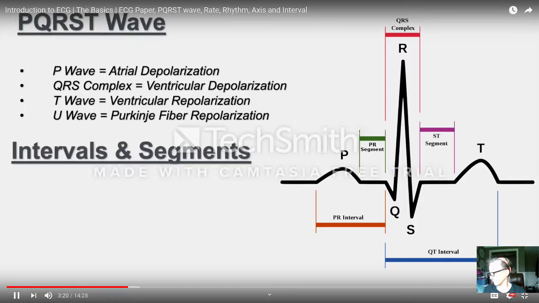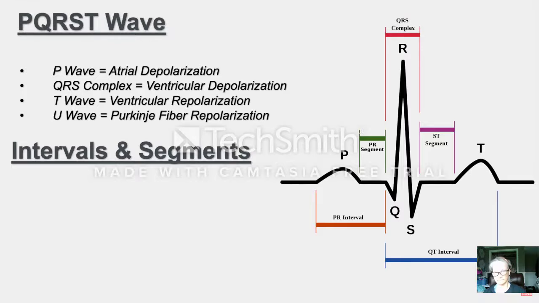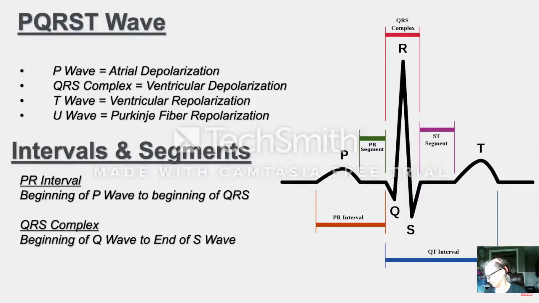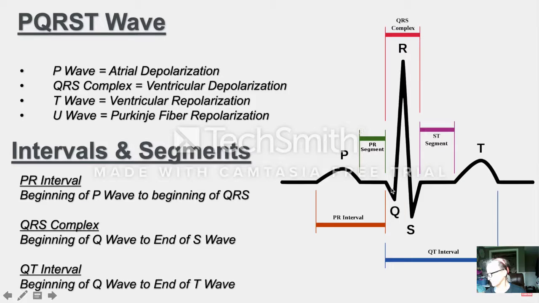Now, each of these waves can be categorized or organized into intervals and segments. So one of the big ones we're going to talk about is the PR interval. The PR interval starts from the beginning of the P wave to the beginning of the QRS complex. The QRS complex itself starts from the beginning of the Q wave to the end of the S wave. And the QT interval starts from the beginning of the Q wave to the end of the T wave.